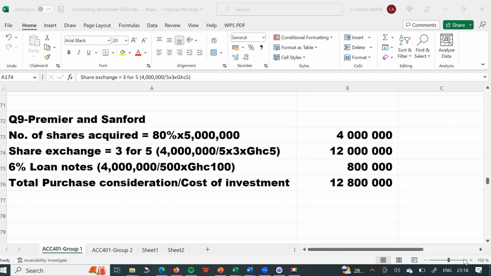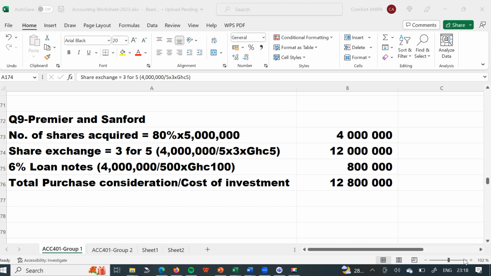So there we have it. Number of shares acquired: 80% of 5 million will give you 4 million shares for Premier. Then for the share for share exchange, which is 3 for 5, you take the 4 million divided by 5 and multiply by 3 and multiply by the share price, and that gives you 12 million.